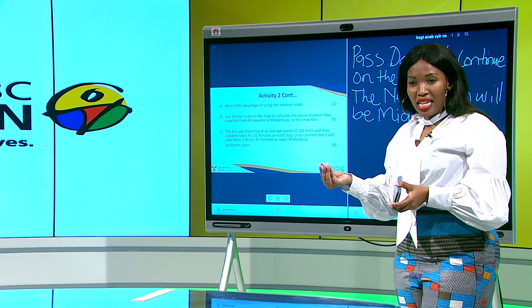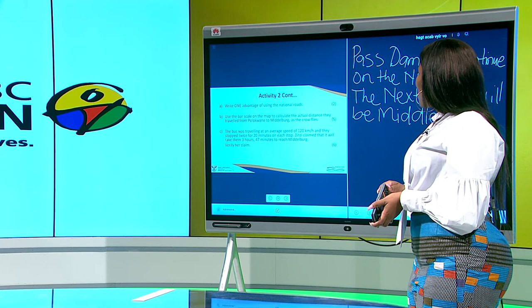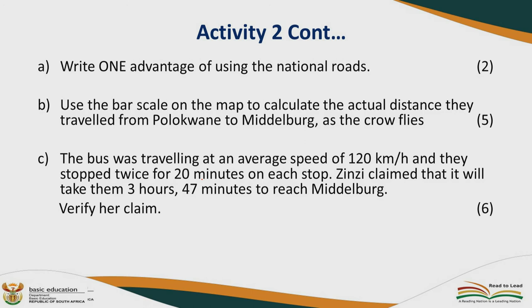And then B, use the bus scale on the map to calculate the actual distance that they traveled from Polokwane to Middleburg as the crow flies. Remember this word, as the crow flies. It means they want the straight line distance from Polokwane to Middleburg. Let's go to our map.